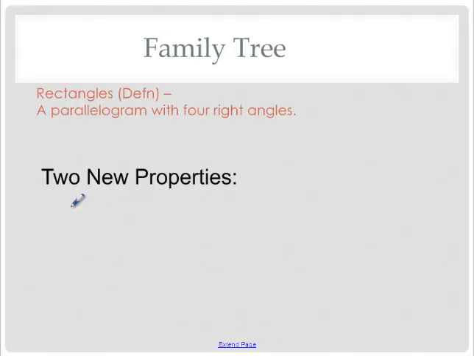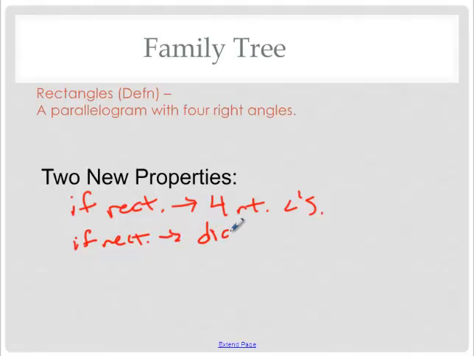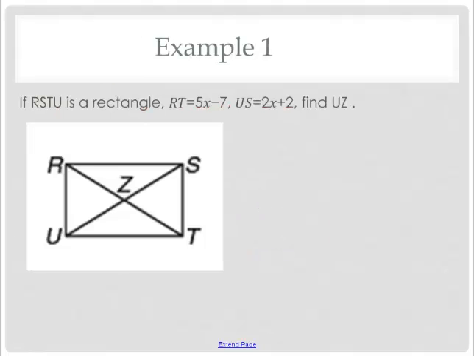So if rectangle, then 4 right angles. If rectangle, then diagonals are congruent. The 2 diagonals are actually the same distance because of the right angles.